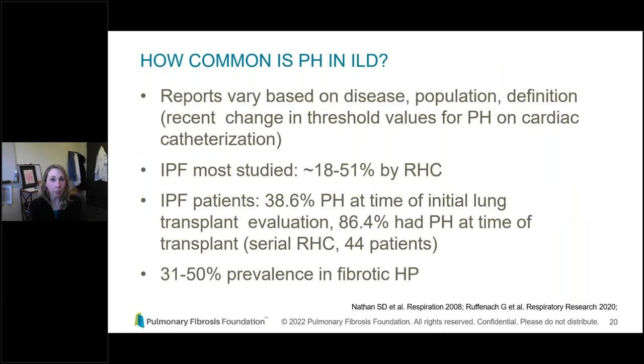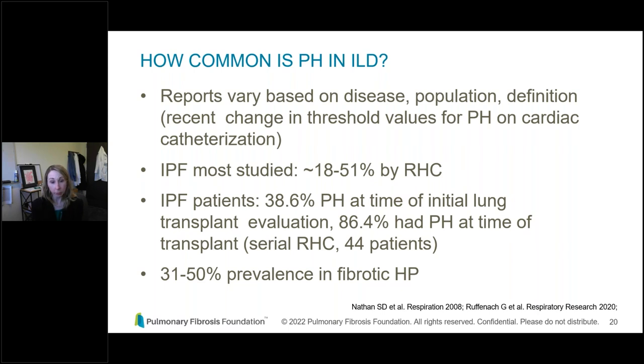A bit more about frequency of pulmonary hypertension in ILD. Again, many studies in IPF. One study looking at patients when they were getting evaluated for lung transplant found that about 40% had pulmonary hypertension initially, whereas 86% had pulmonary hypertension when they got their transplant. I noted here that this is measured by right heart catheterization, which I'm going to talk more about, because that's really important when you're diagnosing pulmonary hypertension.